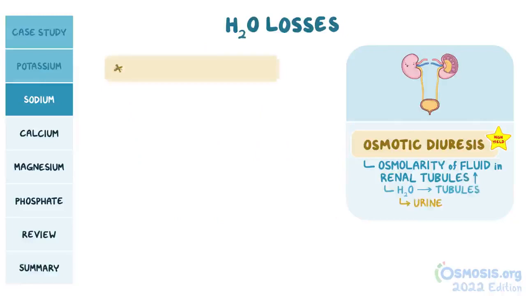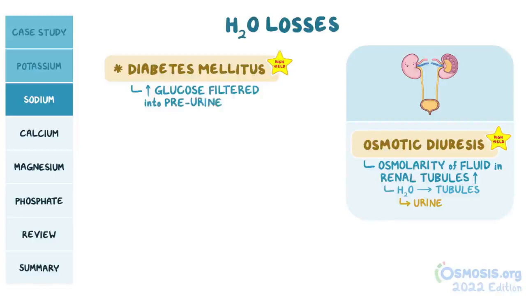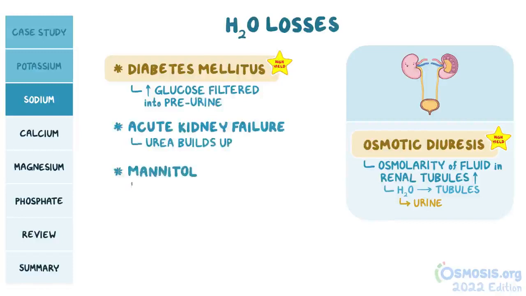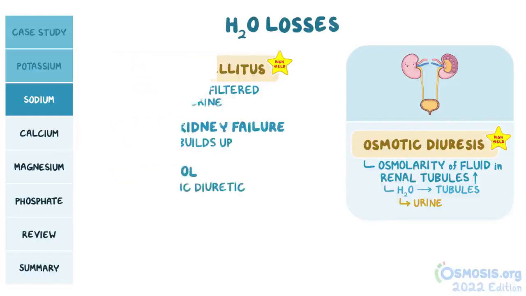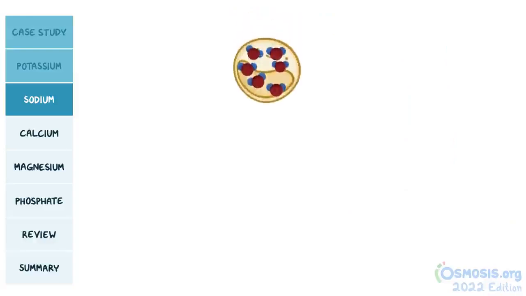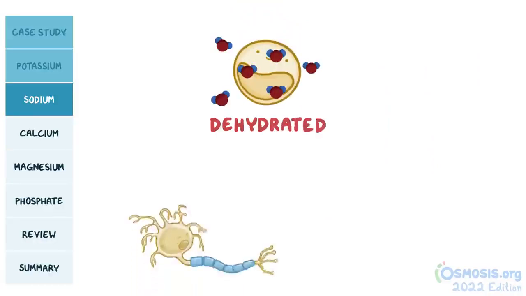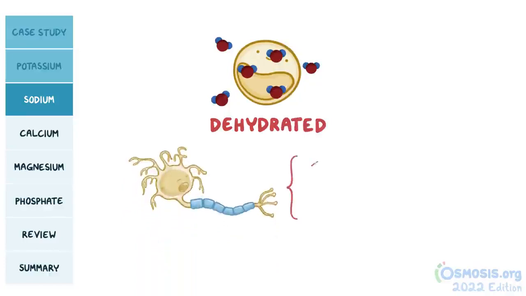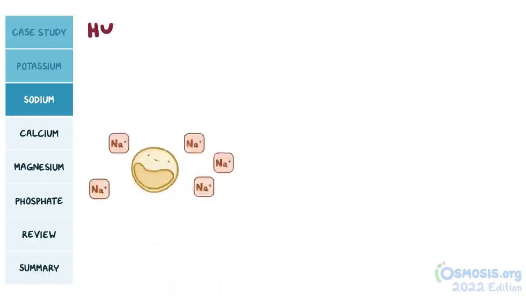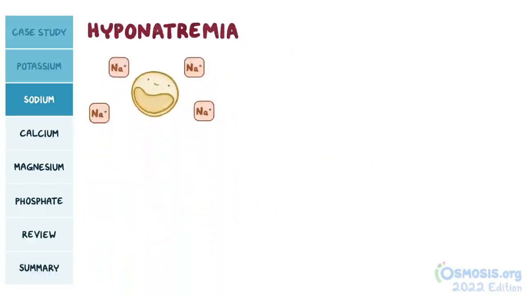A high-yield example of this is diabetes mellitus, when there's too much glucose being filtered into the pre-urine. Other examples include acute kidney failure, when urea builds up, or during treatment with mannitol, which is an osmotic diuretic. When there's hypernatremia, water will move from the ICF to the ECF until both compartments become isotonic. This means that the cells will lose water and become dehydrated. When neurons are affected, it can lead to symptoms such as irritability, stupor, which is when a person becomes almost unconscious, and even coma.